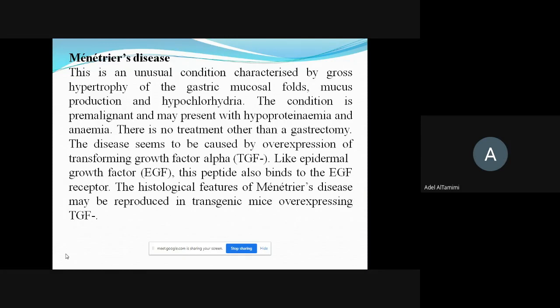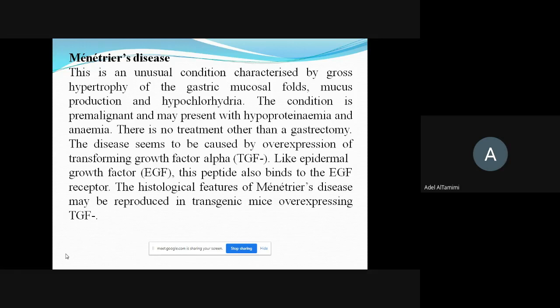This condition is pre-malignant condition. It may present with hypoproteinemia. ليش؟ لأنه يصير عنده excessive mucus secretion وهذا الميوكس كله بروتين، راح يصير عنده diarrhea. He will lose most of the secreted protein with stool, result in hypoproteinemia and anemia. وأنيميا ليش عرفنا؟ لأن عندهم شنو؟ hypochlorhydria وgastric atrophy.